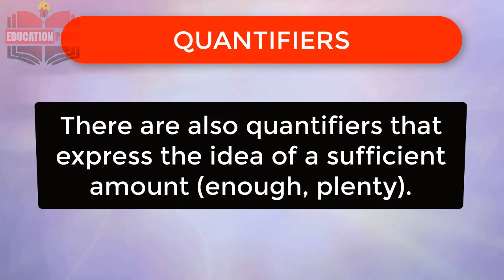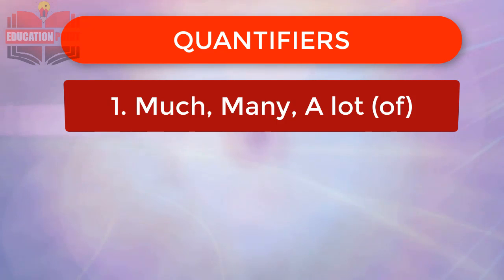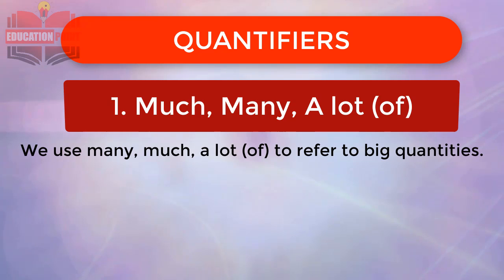We also have quantifiers that express the idea of a sufficient amount. When we're talking about a particular sufficient amount, we use quantifiers like enough and plenty. So let's start with understanding all of these categories in detail. The first one was large quantities, okay? Many, much, a lot, right? When we are using many, much, a lot, here we are referring to big quantities as discussed earlier.